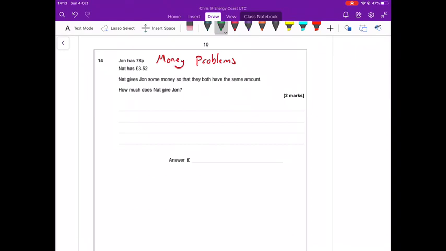Money problem. This one's a bit strange. John has 78p, Nat has £3.52. Nat gives John some money. Drop my pen. So they both have the same amount. How much does Nat give John?